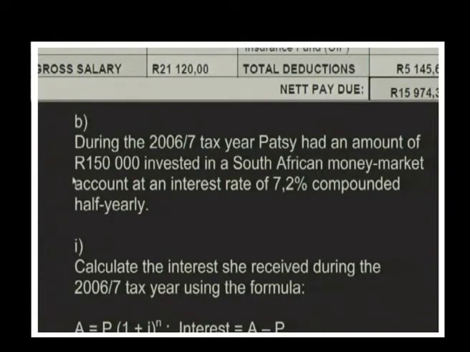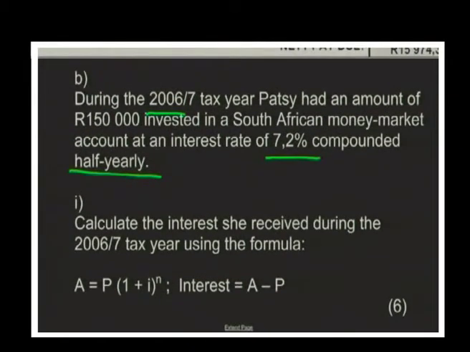Right, let's move on to part B of this question. During the 2006-2007 year, Patsy had an amount of 150,000 Rand invested in a South African money market account at an interest rate of 7.2% compounded half yearly. So what does the question now actually ask us? I'm going to highlight the 150,000 and let's look at the question. It says calculate the interest she received during the 2006-2007 tax year using the following formula.